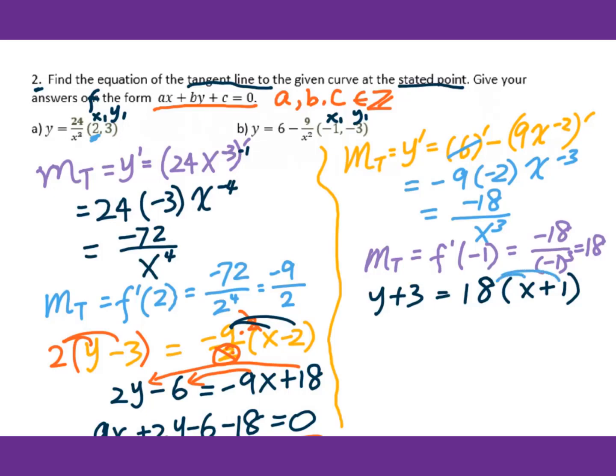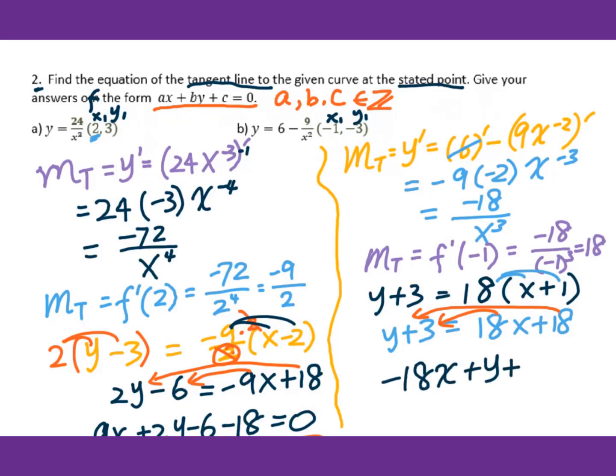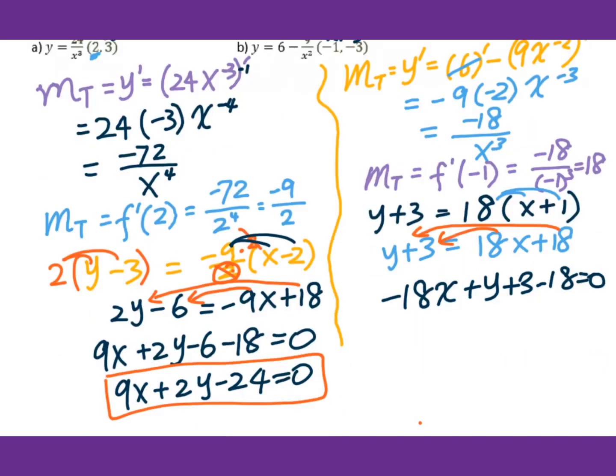So we do distributive property. Since there's no fraction, we only do the distributive property: 18x plus 18, y plus 3. So move everything to the left side. You will get negative 18x plus y plus 3 minus 18 equal to 0. Combine like terms: negative 18x plus y minus 15 equal to 0.